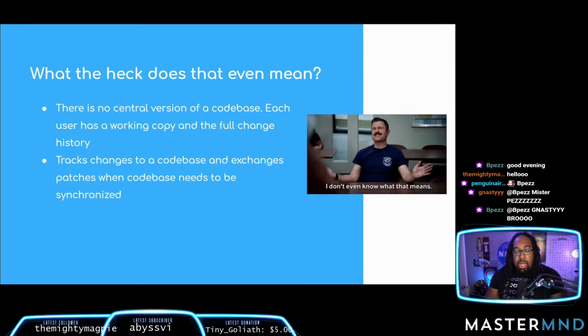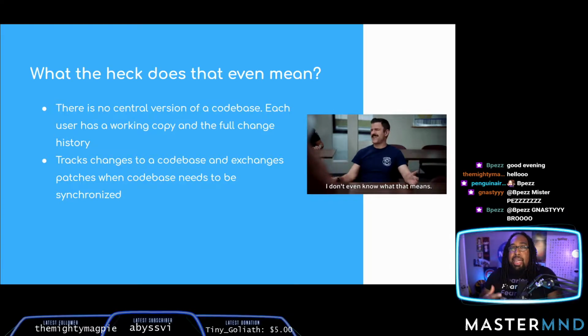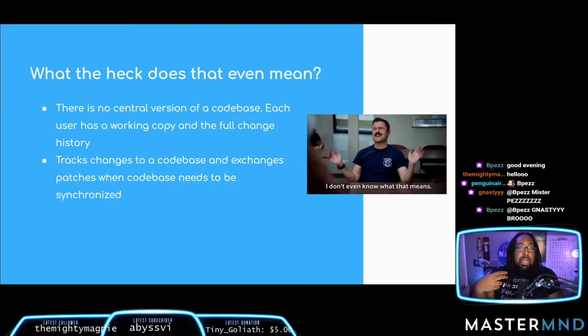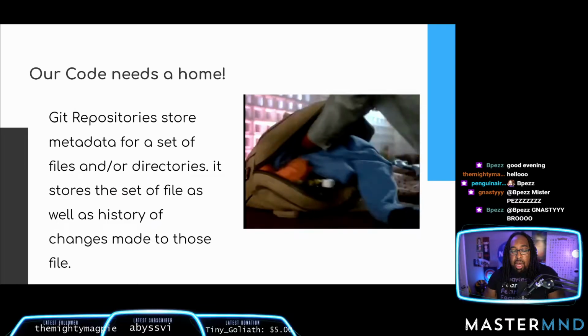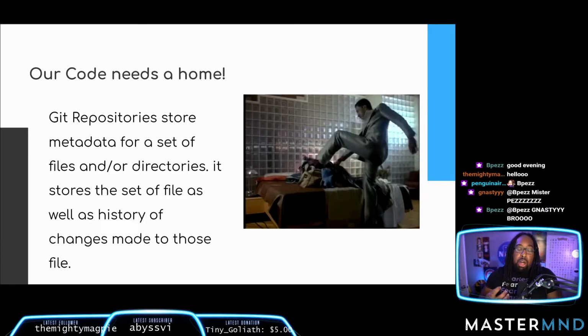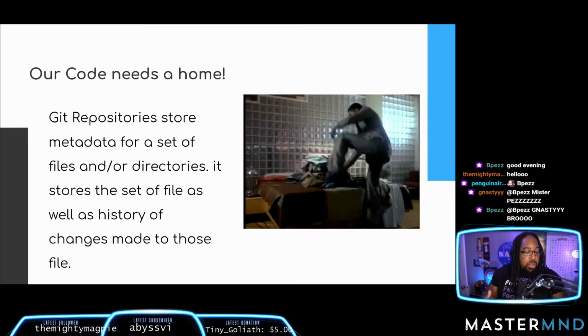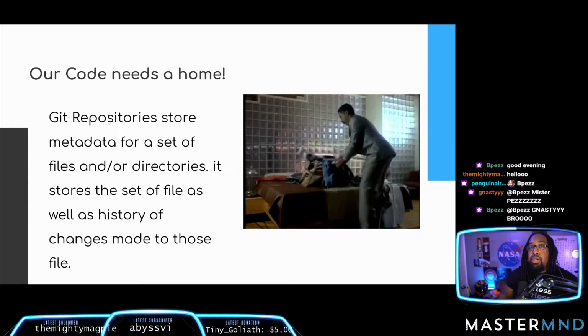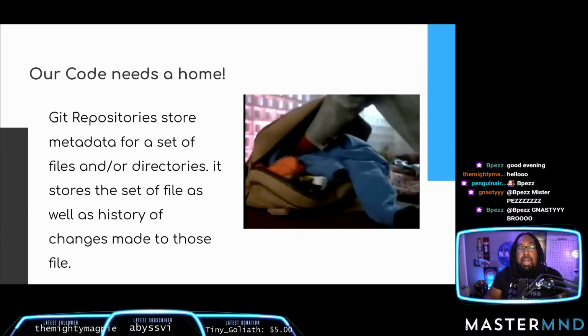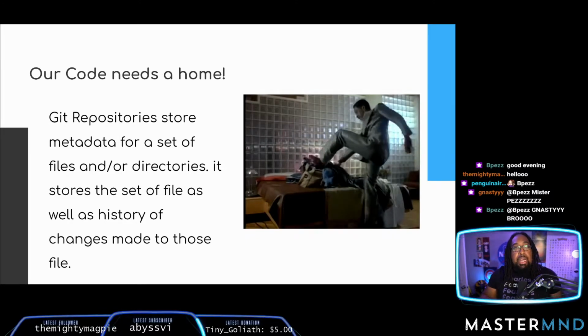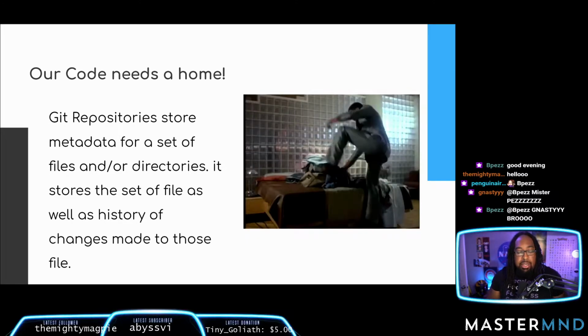Just understanding that it's distributed is super helpful, and that it tracks the changes to a code base. It creates little patch files that tell a code base how to get from one state to another, and it exchanges those with each other, and that's how it keeps things up to date in the special little database. Repositories are the space for the code base. They hold the files and metadata about those files. The metadata is just little bits of information about data, basically.